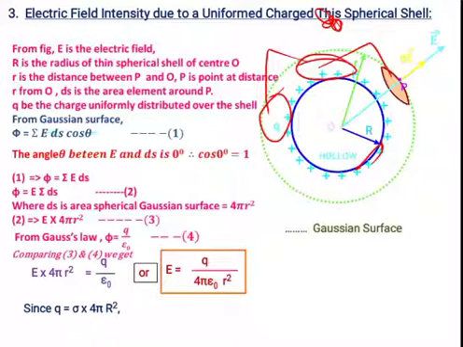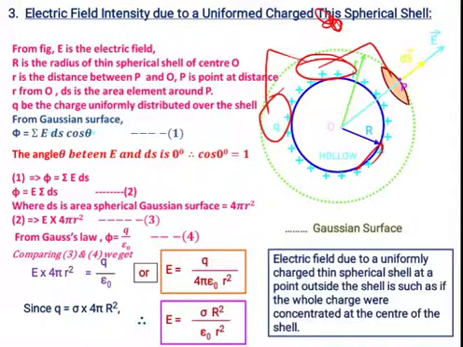Since q is equal to sigma into 4 pi r square, what is this? Surface charge density. From that, this is sigma and this is area. Okay, this we discussed in the first slide. Suppose instead of q, if I substitute the value in this way, then what will we get here?